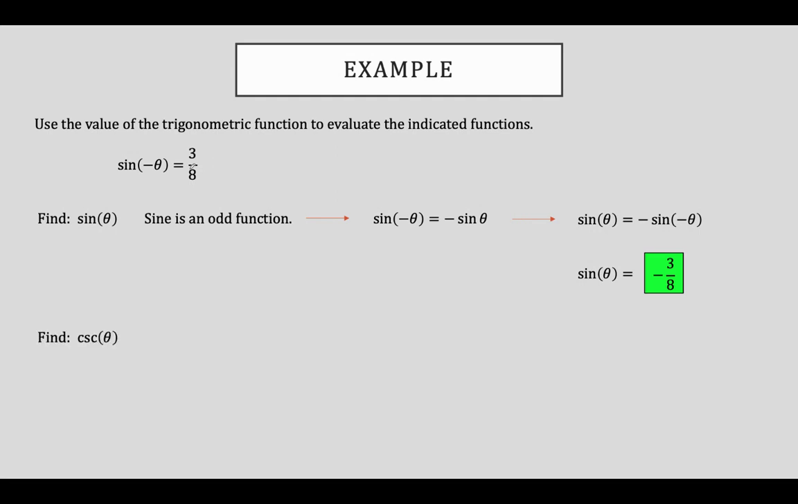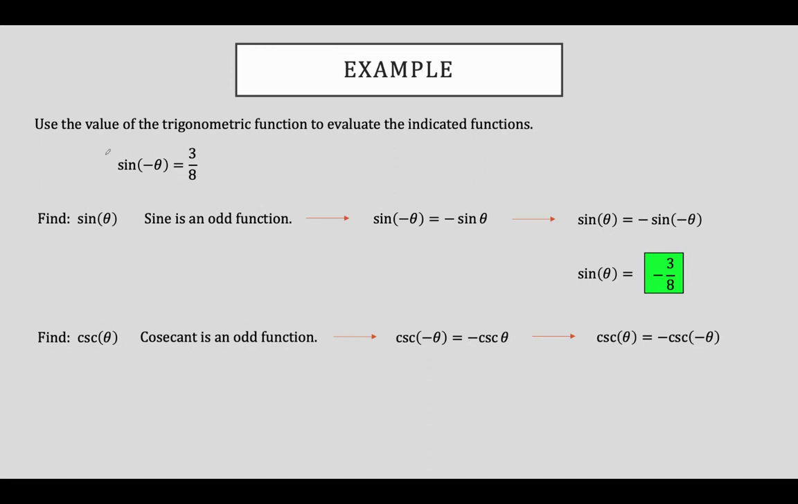Find the cosecant of theta. Well, cosecant is an odd function. We know that the cosecant of negative theta is equal to negative 1 times the cosecant of theta. So we have this equation. In order to isolate cosecant theta, we could multiply or divide both sides of the equation by negative 1, giving us cosecant theta is equal to negative 1 times the cosecant of negative theta.